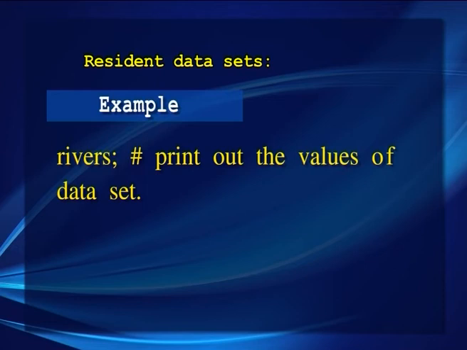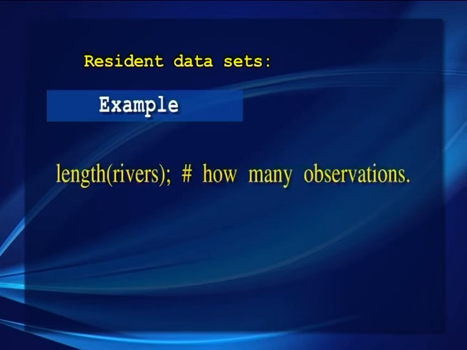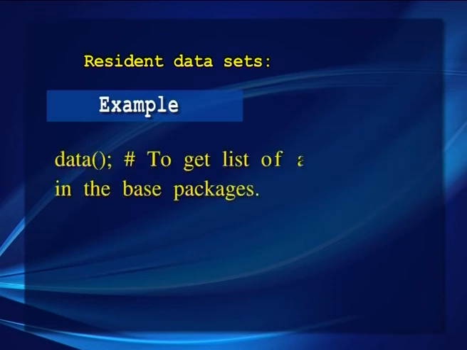Reverse, this will print the values of the data set. help(reverse), a brief description of the data set reverse will be given. length(reverse), it will show how many observations there are. data open the bracket, close the bracket and just put a semicolon, it will give the list of all data sets in the base packages.